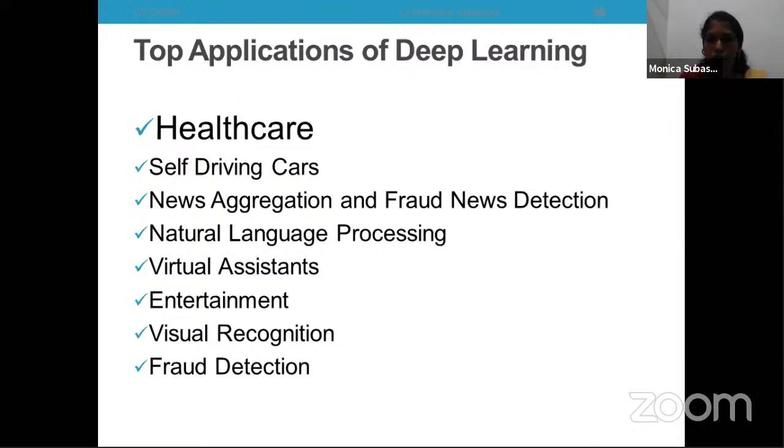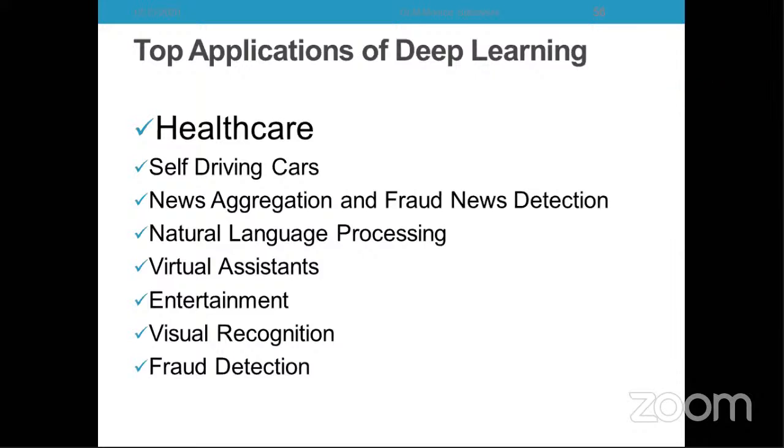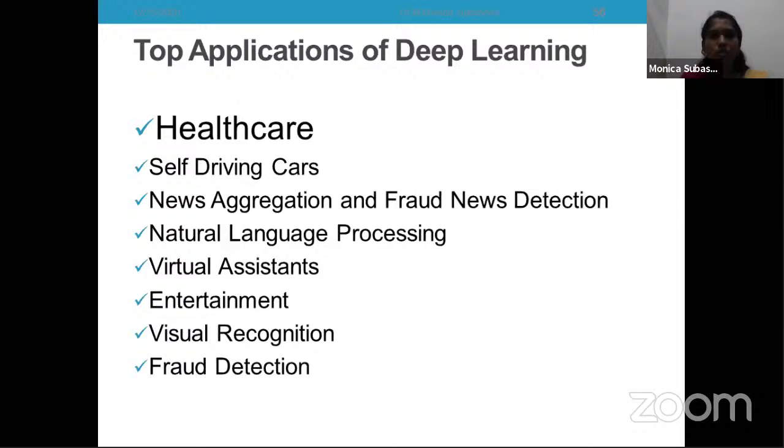Then news aggregation and fake news detection. This is a recent problem. Suddenly some news will be received, people will post it in WhatsApp status and Facebook, and after half an hour it turns out to be fake news. People do this intentionally. So in media or other public domains, there are a few apps that detect whether the news is fake or original. That type of application is much needed right now. Then natural language processing, which helps in assistance, entertainment, visual recognition, and fraud detection. These are the top applications.